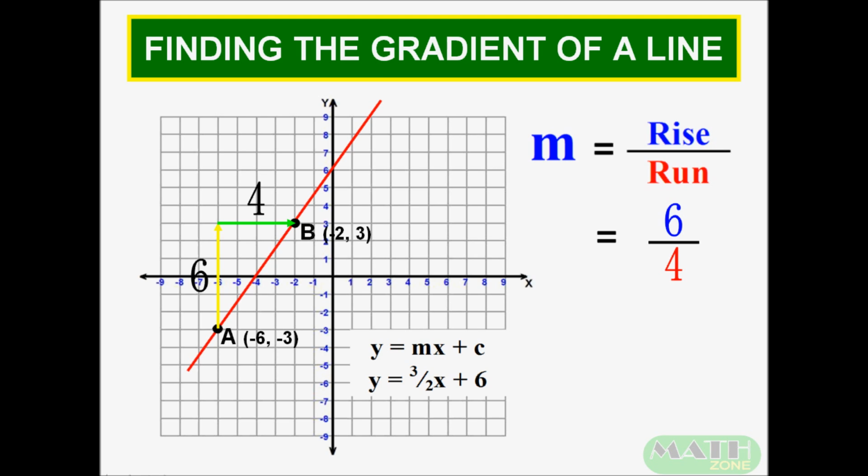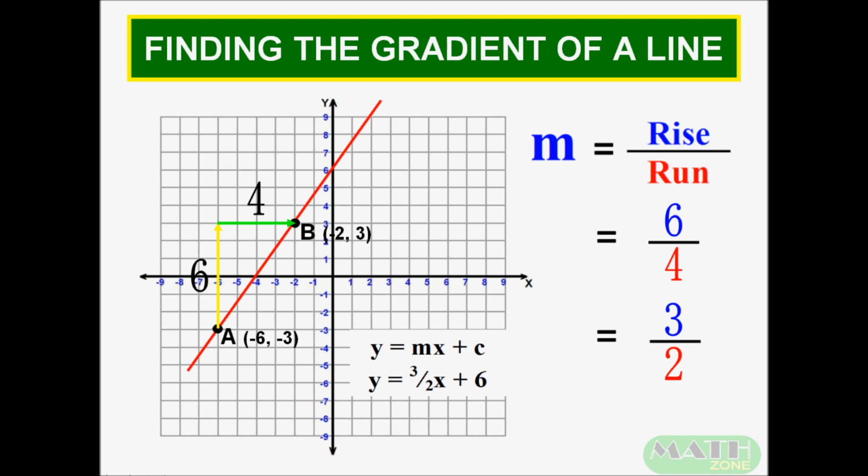6 upon 4. There is a common factor between 6 and 4, which is 2. So we're going to be using 2 to divide into the 6 and into the 4. 6 divided by 2 is 3, and 4 divided by 2 is 2, which means that when reduced, we would get 3 upon 2. And if we look clearly at the equation of our line, that is exactly what it was, 3 upon 2, which means that we were correct.